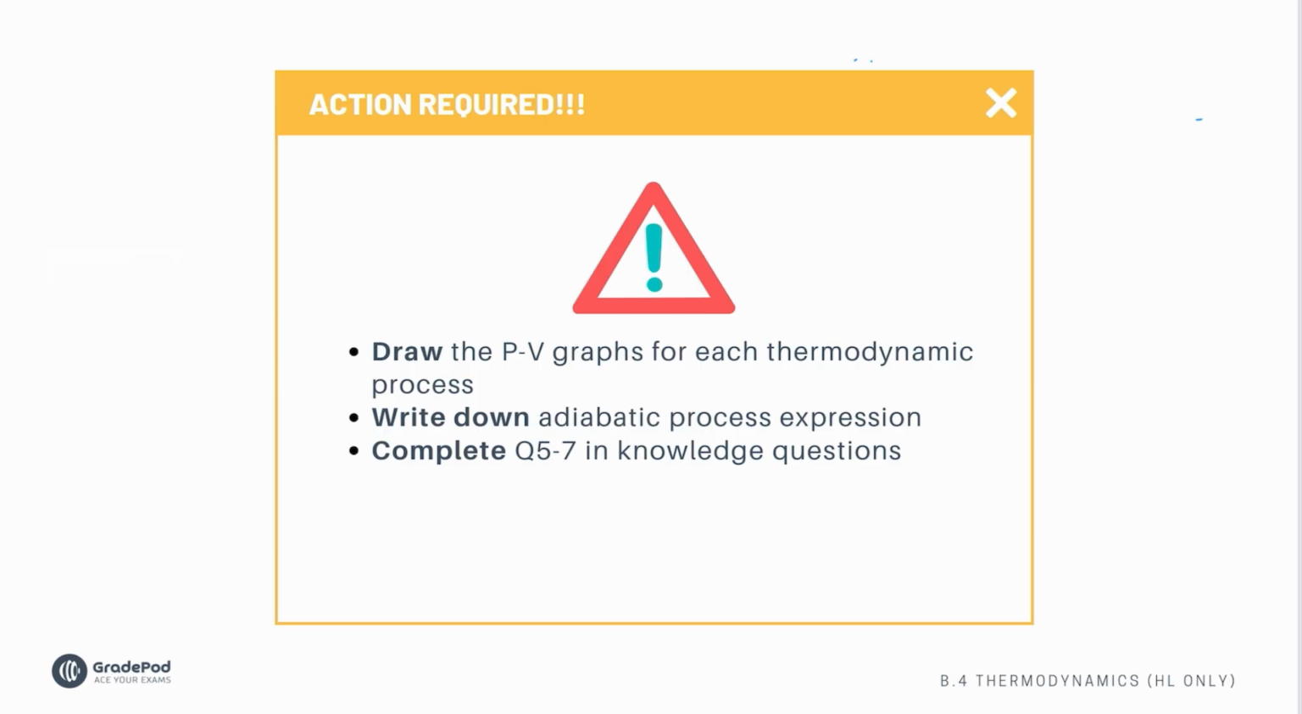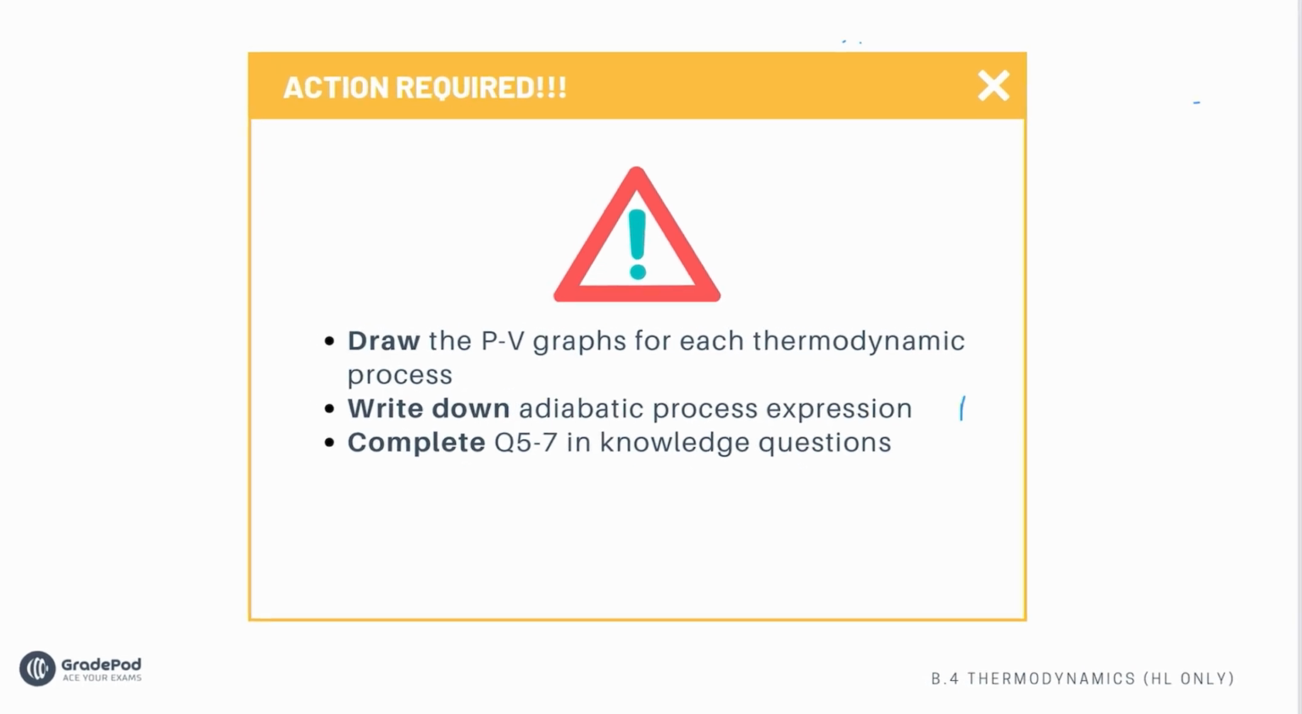What I'd like you to do is, you've got a lot of graphs to draw right now. Head to your revision note template, draw the PV graphs for each thermodynamic system. Then I'd like you to go to the common formulae section, write down the adiabatic process expression, and in that case we're looking at P₁V₁^(5/3) equals P₂V₂^(5/3). And then head to your knowledge questions and do questions 5 to 7.